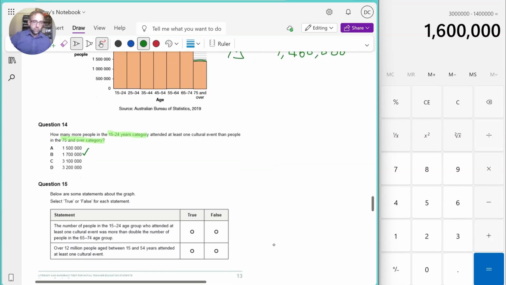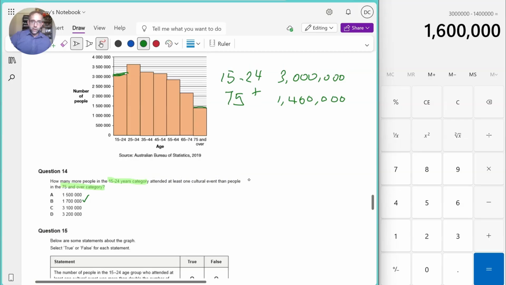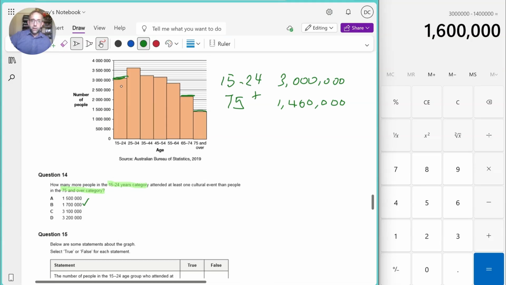Question 15 is another one of those where we have to choose true or false statements. The first statement says the number of people in the 15 to 24 age group who attended at least one cultural event was more than double the number of people in the 65 to 74 age group. So you might want to compare visually, because when I look at the 65 to 74, the height of this bar is here. And I think if I double that, it's definitely going to be taller than this one here. But you can estimate it as well if you want to.